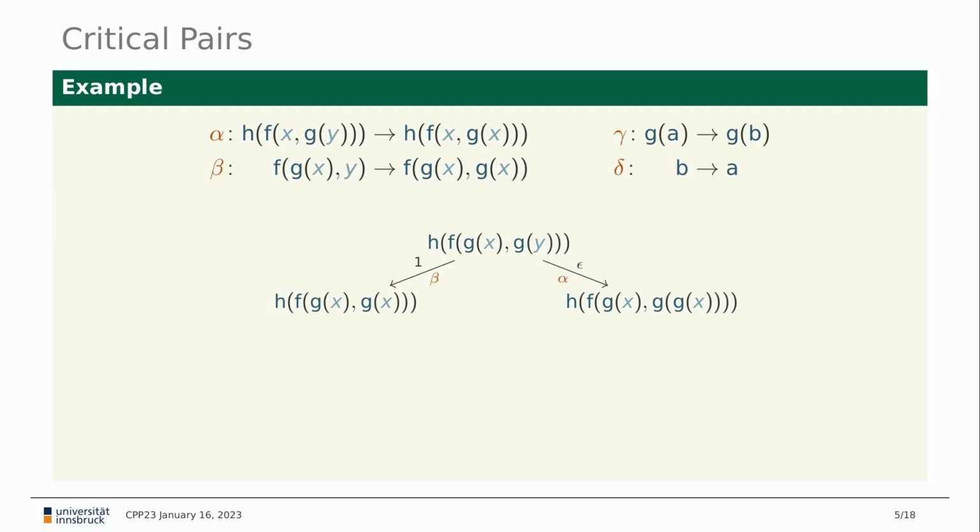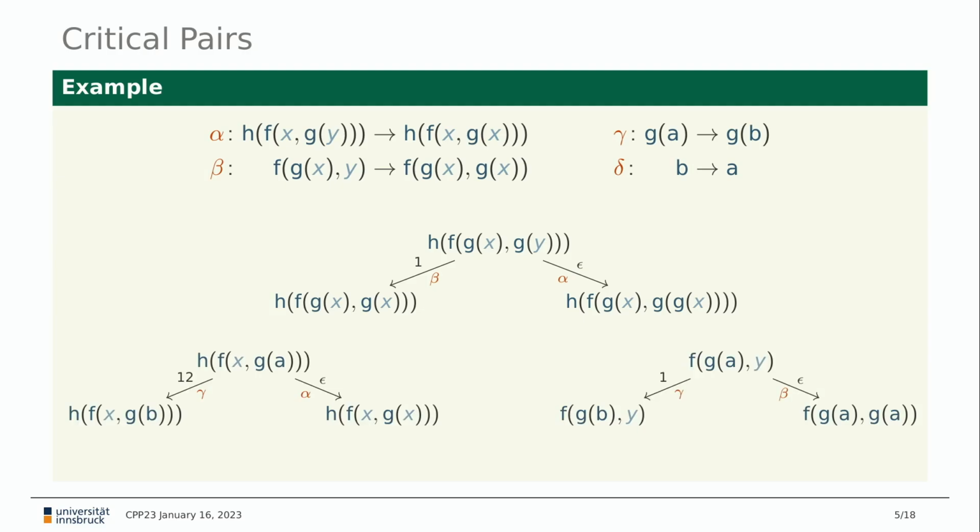Yeah, so this would be one critical peak of the system. There are two more because there's the G of A in rule gamma, and the G also appears here in alpha and here in beta. So there are two more critical peaks.